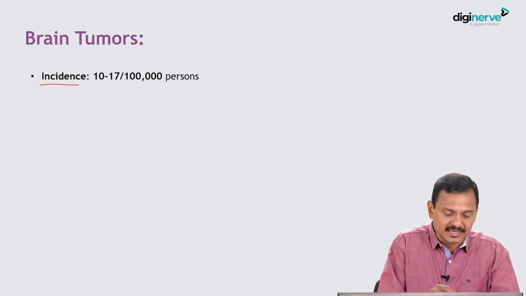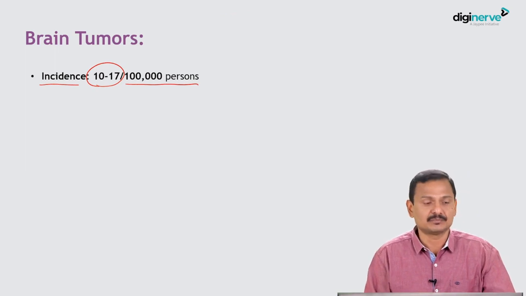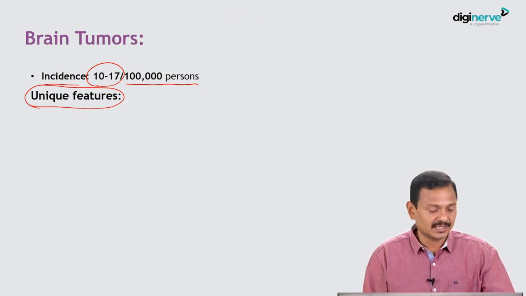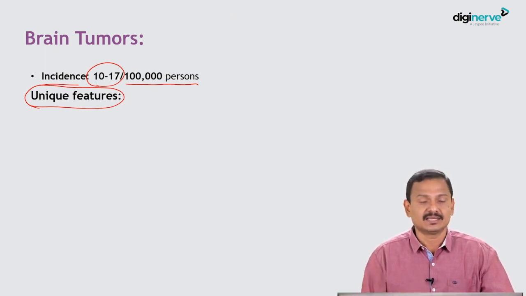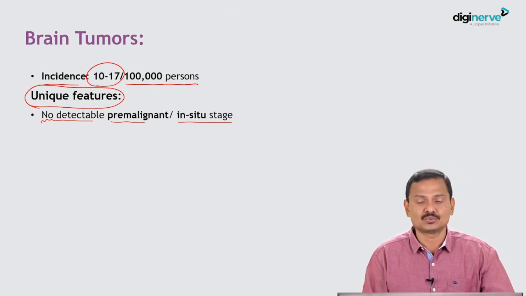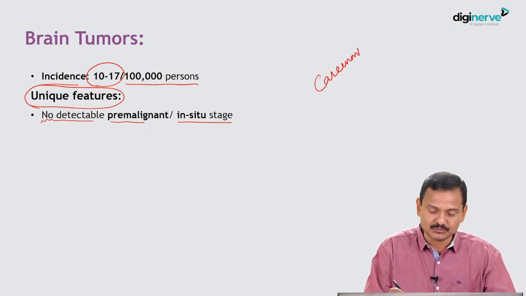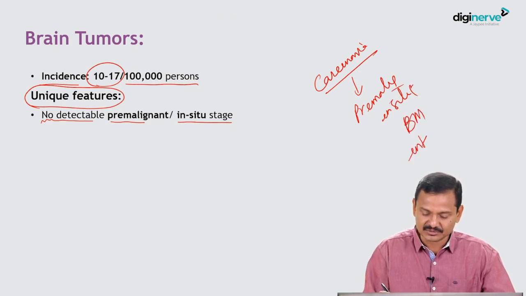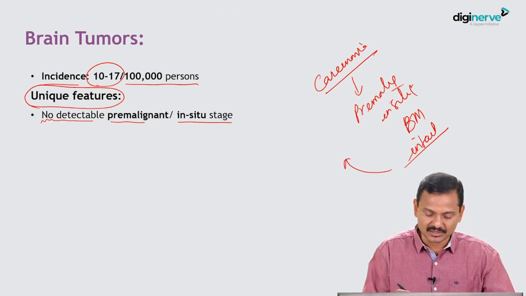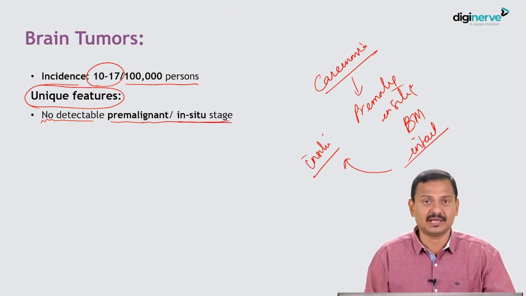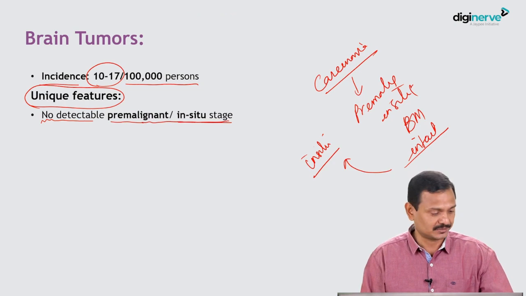Brain tumor incidence is 10 to 17 per lakh population, and there are certain unique features of brain tumors which are not seen in tumors at other sites. For example, there are no detectable pre-malignant or in situ changes. When we talk about carcinoma, there is a pre-malignant in situ lesion. In situ means the basement membrane is intact. So dysplasia with intact basement membrane is called in situ, and these are pre-malignant, but in CNS tumors we do not have any pre-malignant or in situ stage.